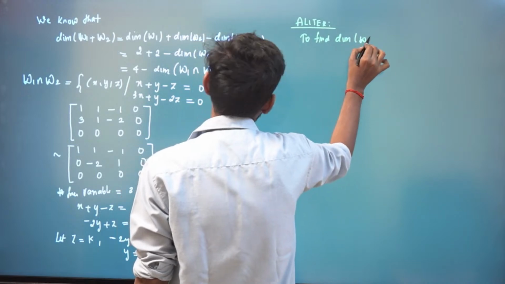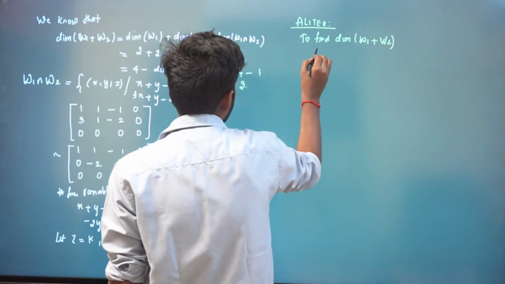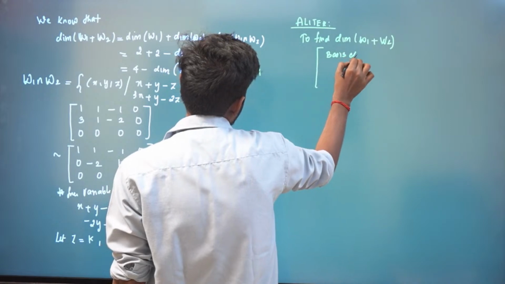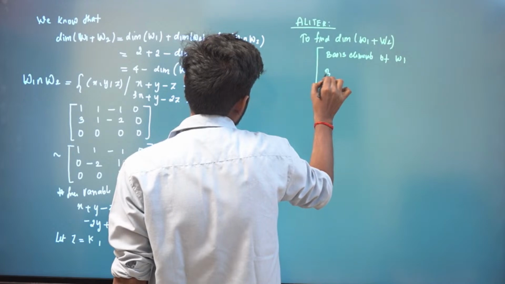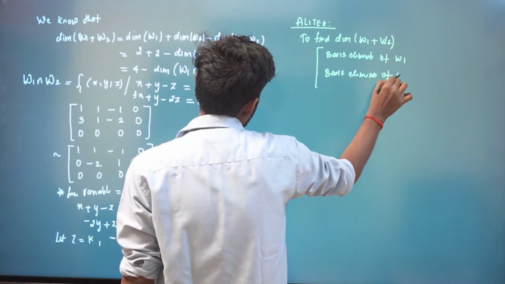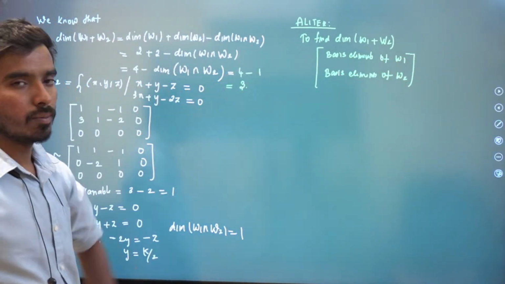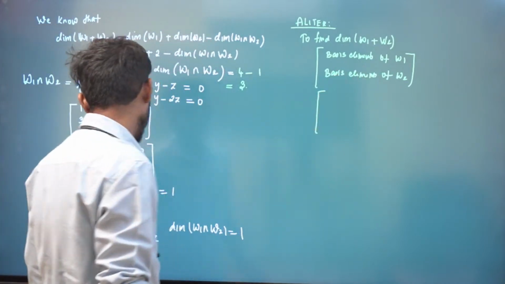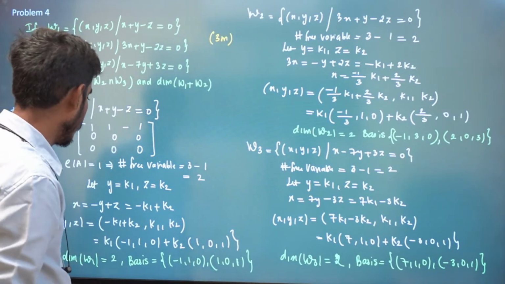To find the dimension of W1 plus W2, you write the basis elements of W1 and the basis elements of W2. Now you find the rank of this matrix, and that will be the dimension of W1 plus W2. So what are the basis elements for W1?